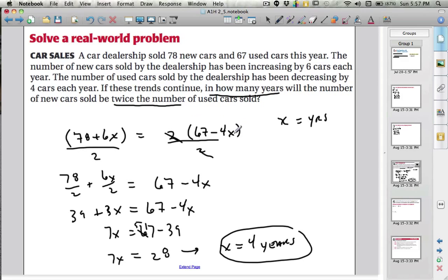Okay, the key was in setting up the equation, and in this case, the reason I chose to divide by 2 was because 78 and 6 were both even numbers and would be easily divided by 2. And I didn't feel like multiplying 67 by 2. I thought that would be harder than dividing 78 by 2. You should do whatever you think is going to be easiest.